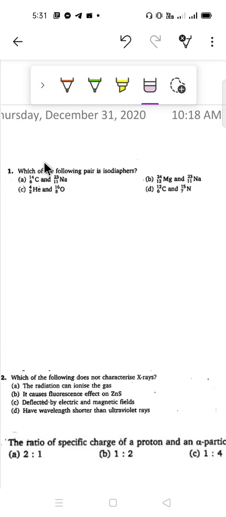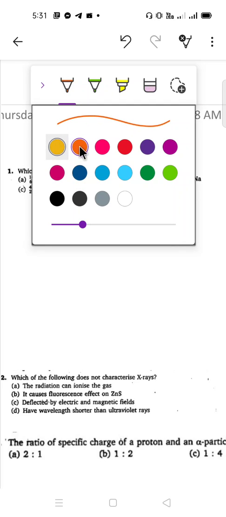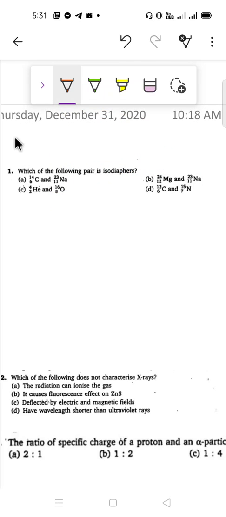Hello, this is the topic atomic structure. Atomic structure by Narendra Avasthi book.